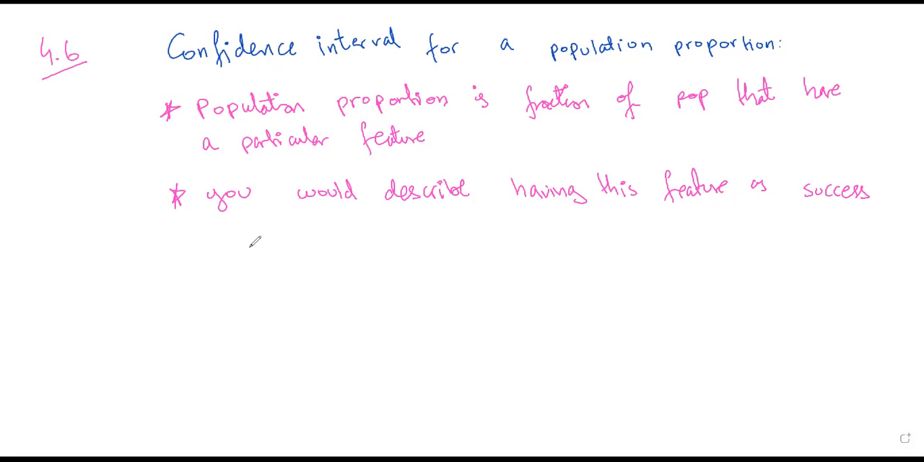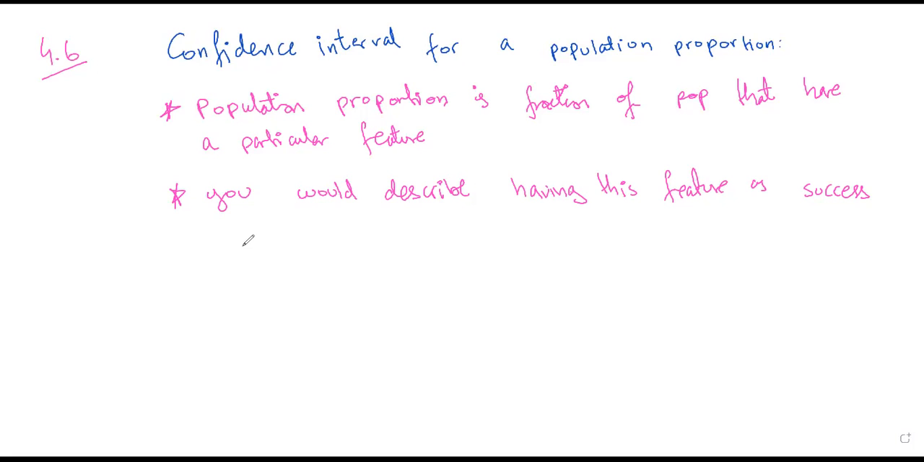So basically, here we are talking about population proportion. Population proportion is a fraction of the population that has a particular feature. Let's say you have a population of 1,000 people, and you are interested in knowing how many of them own a car. That very interest, determining how many own a car, is the feature. You would describe having this feature as success.